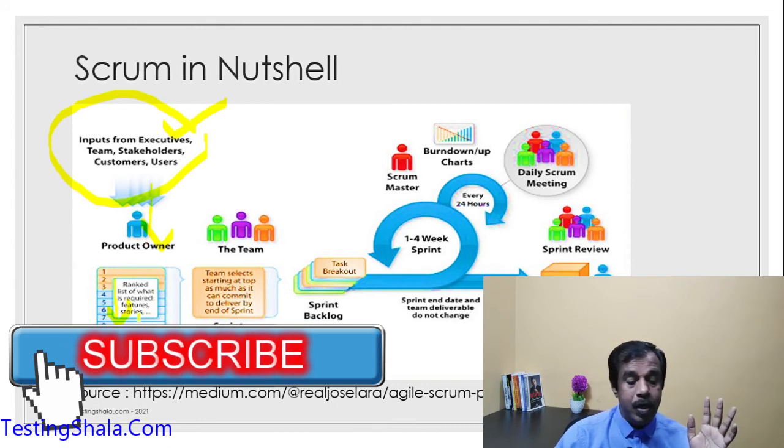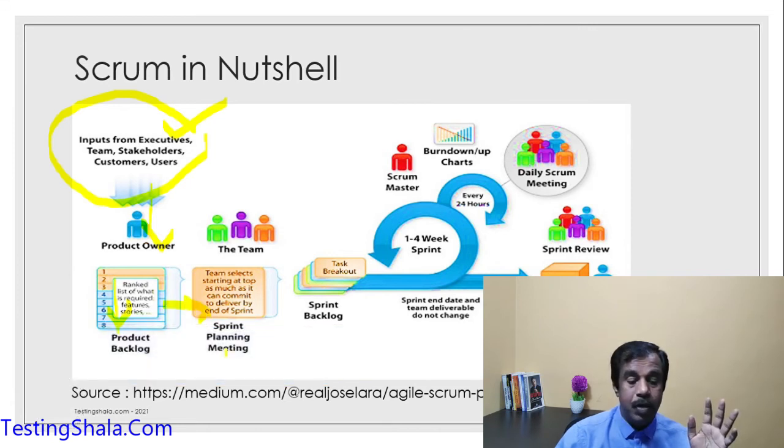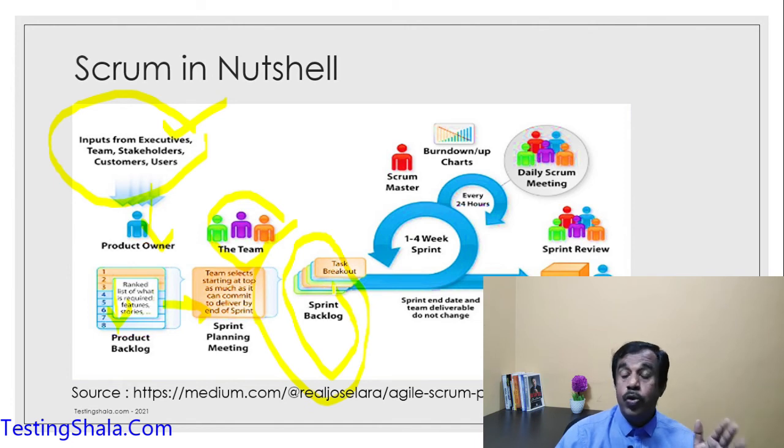Then a sprint planning meeting happens with the team along with the Scrum Master. They take up these features and break them down into user stories or tasks in such a way that they can be put into the sprint backlog. Normally every sprint cycle will be 2 weeks, 3 weeks or 5 weeks. The maximum is 5 weeks, and the minimum is a 1 week cycle.